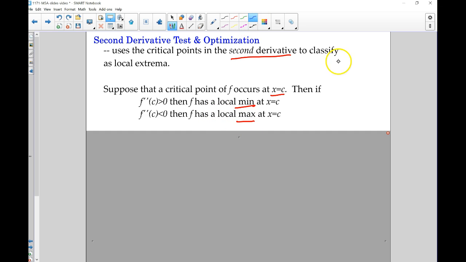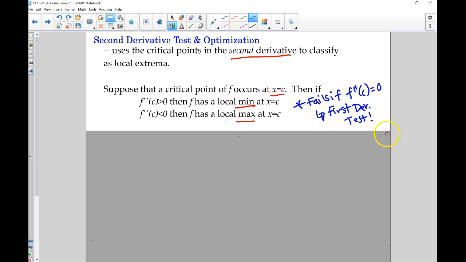Notice, this fails if f double prime of c is equal to 0. That type of point is going to be called a point of inflection, which we're going to come back to at a later time. If it does fail, then we have to use the first derivative test. This test typically is faster to execute than the first derivative test, but if it does fail, we need to go back to the first derivative test.